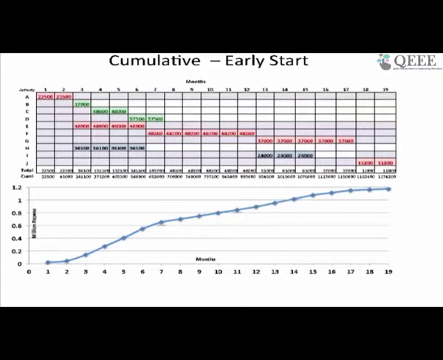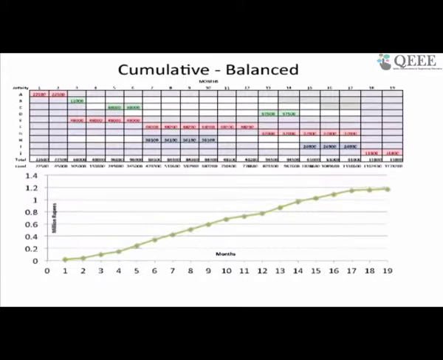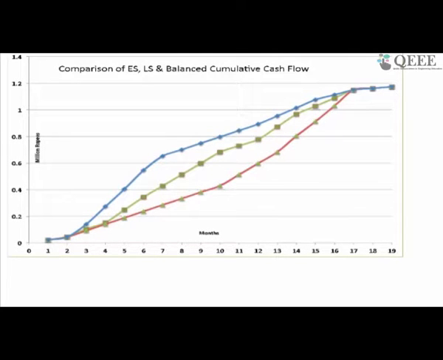The same can be shown as a cash flow diagram. This is the cash flow diagram for the early start, this is the cash flow diagram for the late start, and this is the cash flow for the balanced start. If I superpose all three, I see that by using the float on the project, I have actually changed the way the money flows through my project, and that becomes very, very important.